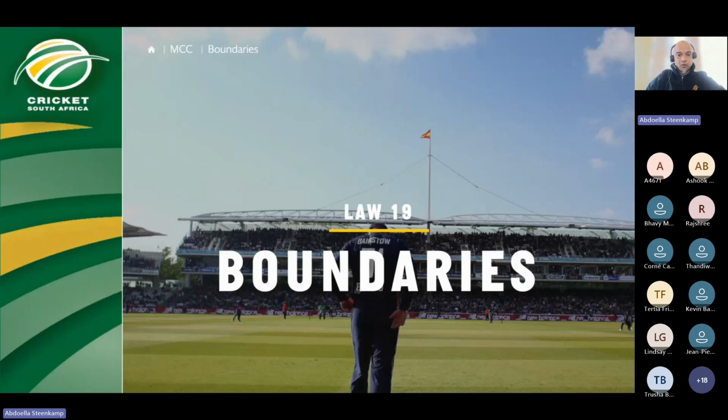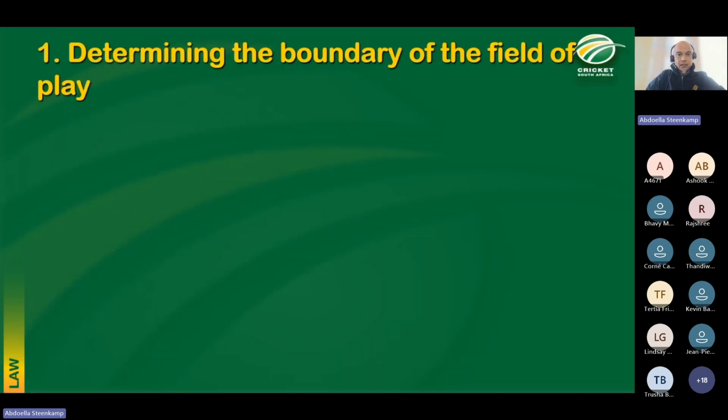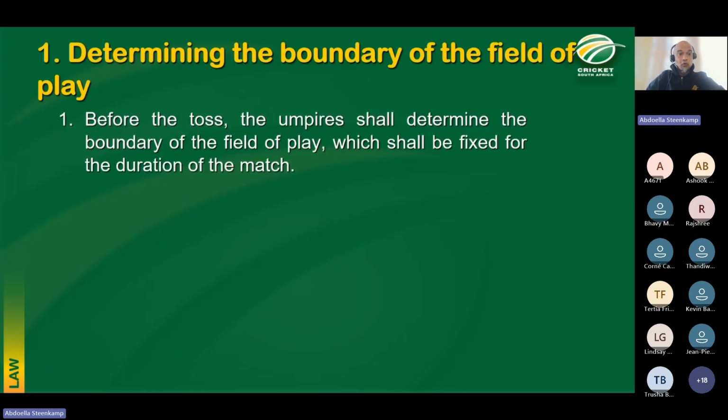So to kick off, law 19, the boundaries. So in modern day cricket, how do we determine the boundary of the field of play? Is there an exact measurement? Is there a maximum measurement? Is there a minimum measurement? According to the law, how do umpires determine the boundary of the field of play?